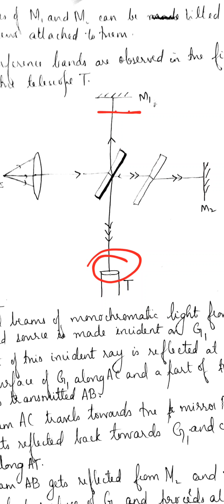You know, in Fresnel's double mirror arrangement, we considered there is only one source S, but in the two mirrors you are able to see two virtual images S1 and S2. And we considered the interference pattern.